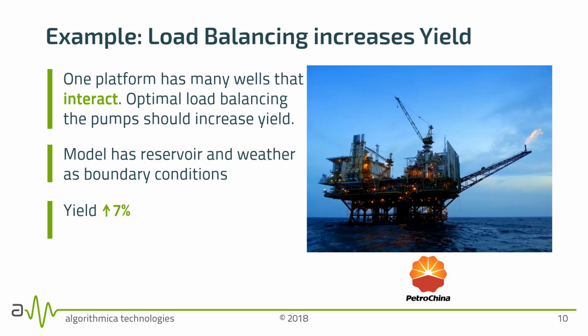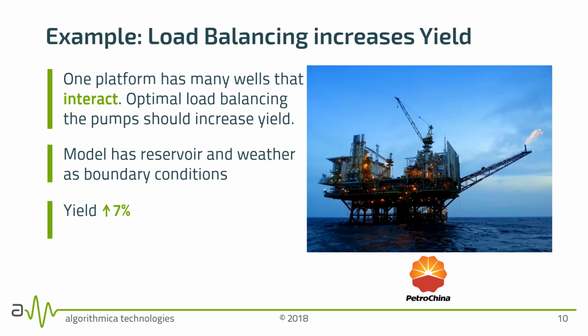Another example included an oil platform offshore in China, which had access to a large number of wells. All these wells, however, were in the same reservoir under the same ocean current, and so these wells are not independent of each other, but rather they interact. And so placing load on one well takes away load from its neighbor. And therefore, we cannot just increase load on all the wells, but we have to carefully balance the load between wells in order to increase overall yield.